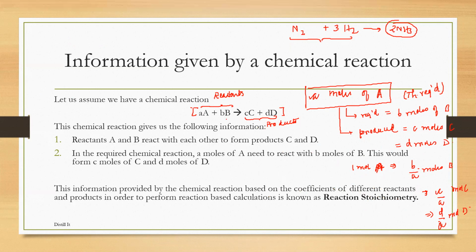In this particular reaction, a, small b, small c, and small d are known as stoichiometric coefficients. After that, the information that is provided by the chemical reaction based on the coefficients of different reactants and products in order to perform reaction-based calculation is known as reaction stoichiometry.